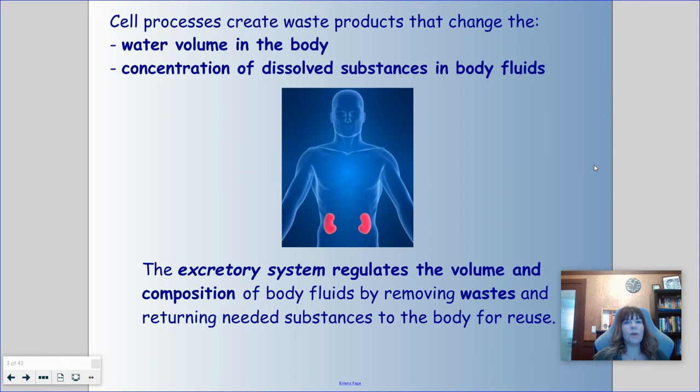So today we're going to talk about why cells create waste and the products that it changes. When a cell creates waste within your body, it usually changes the water volume in the body or some sort of dissolved substance in the body fluid. So what that means is, are you reabsorbing water or excreting water? Are you absorbing glucose, or are you trying to get rid of parts of proteins or something like that? The whole idea behind the excretory system is to regulate the volume and composition of the fluids within our body and remove the waste that we don't need.